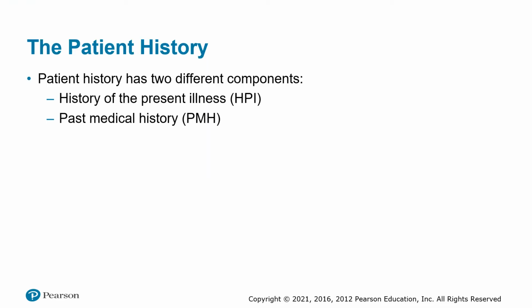So, patient history. There are two different components. There's the history of the present illness, basically what's going on with the patient right now. And then there's past medical history, which is the history of the patient. That includes significant things that are needed to know about their medical history.